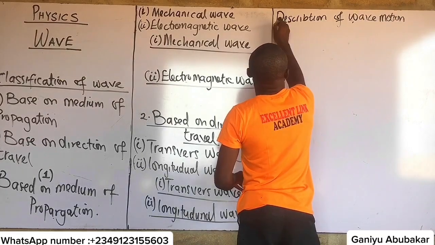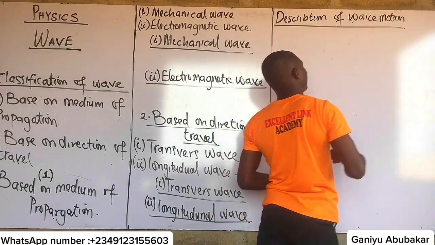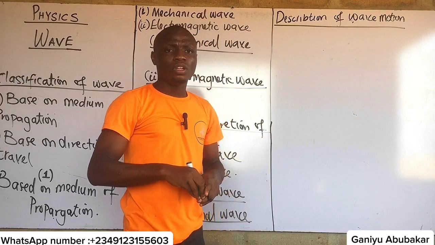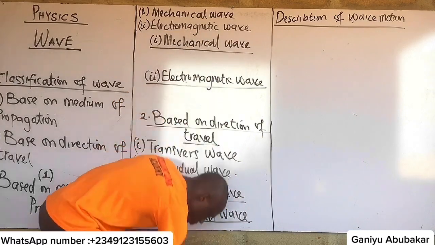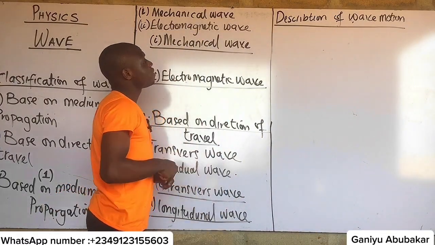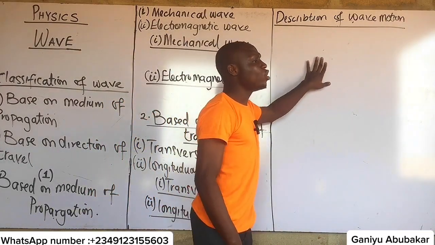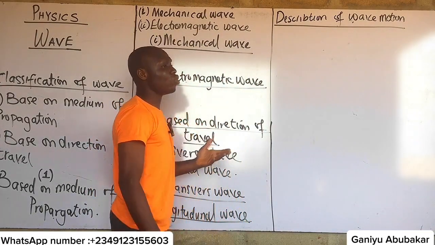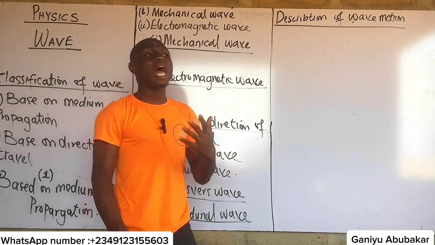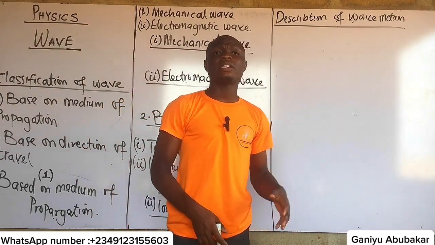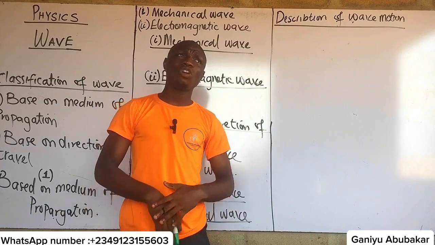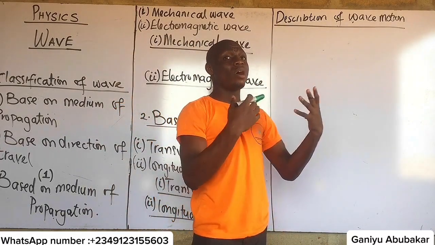All right, let's discuss the description of wave motion. Something to note is that when it comes to describing wave motion, a wave can be described as a sine wave, or a graph wave, or wave motion.